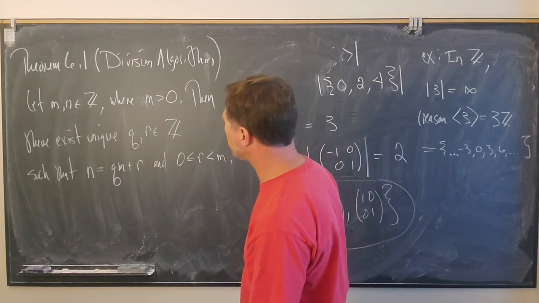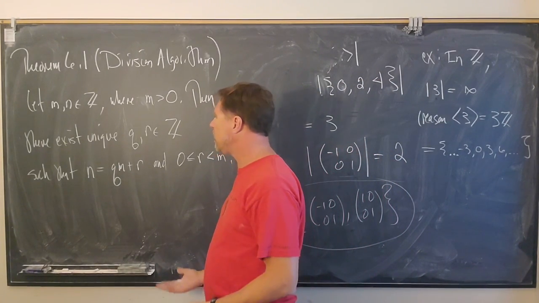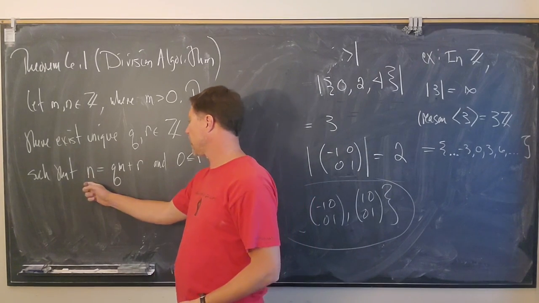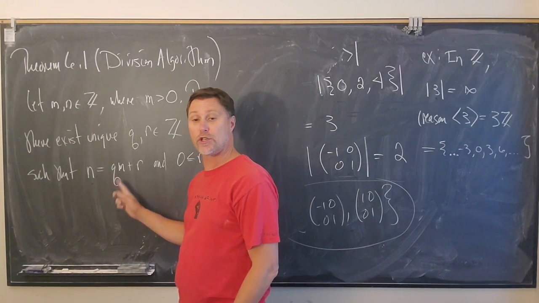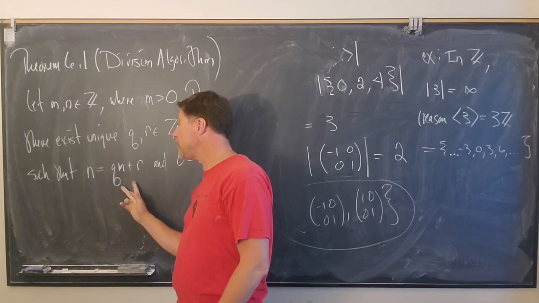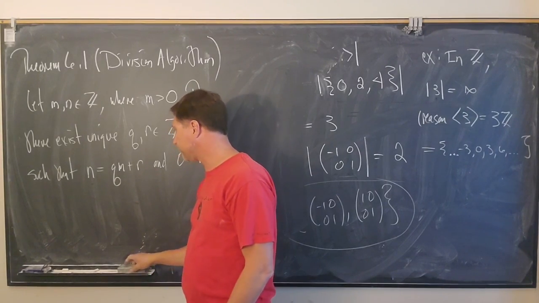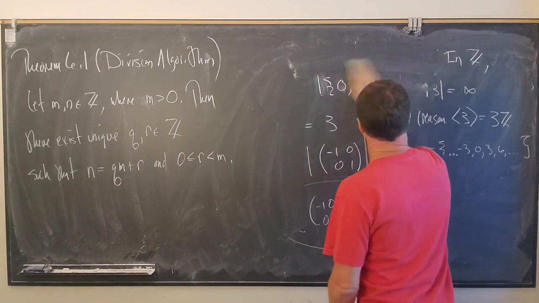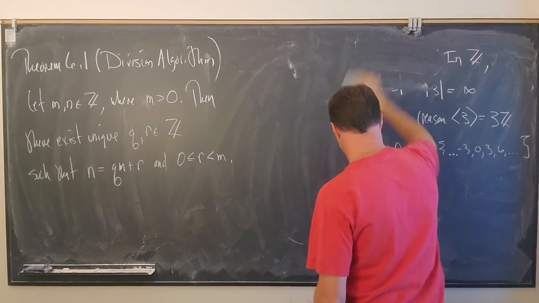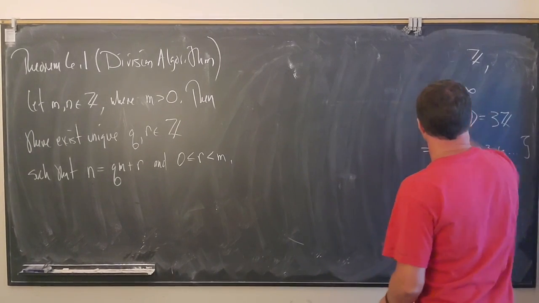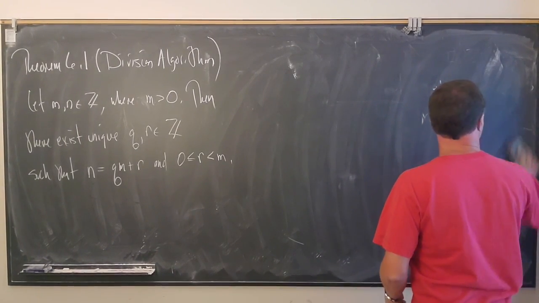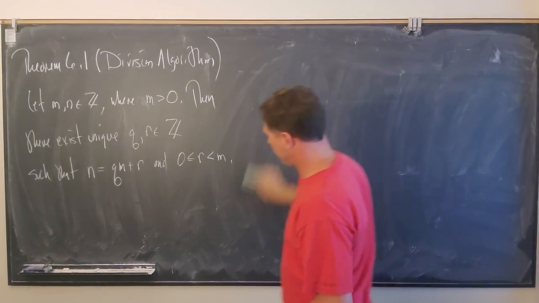So what is this result saying? That every time you choose an integer and divide it by a positive integer, you can find a q and an r uniquely that satisfy that equation right there. And then we're going to prove this, so let's see how the proof goes.